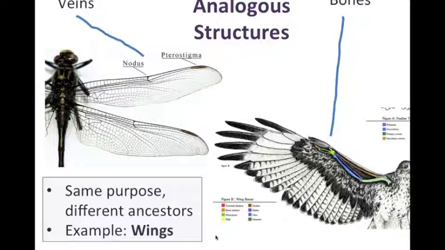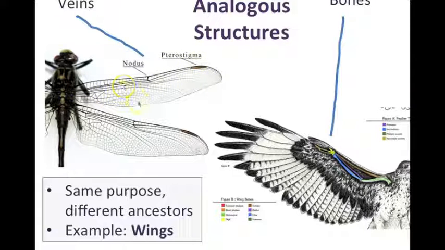Okay, so the last type of structure is analogous, and in contrast to homologous, which has the same ancestor, analogous structures, in those the animals do not have the same ancestor. So for example, a dragonfly and a bird do not have the same ancestor. And we know this because even though they both have wings, which they use for the same purpose, to fly, they are made out of different things. So their structures are slightly different.